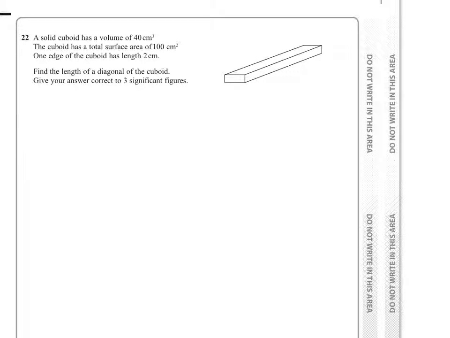Question 22. A solid cuboid has a volume of 40 centimetre cubes. The cuboid has a total surface area of 100 centimetre squares, and one edge is given as 2 centimetres. We've got to find the length of a diagonal. Right, a diagonal of the cuboid. So let's build a bigger model of this. Doesn't matter if it's to scale or not.